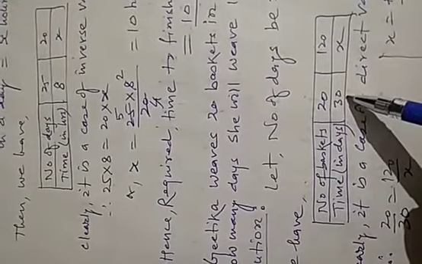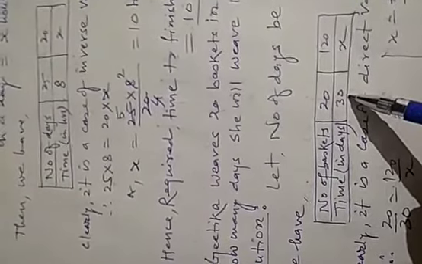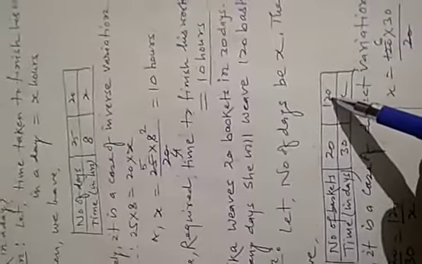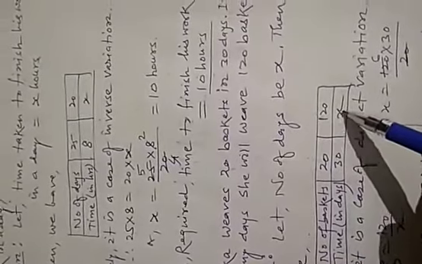Solution is here. Let the number of days be x. Then we have number of baskets 20, time taken 30 days, and number of baskets 120, number of days to weave is equal to x. Clearly, it is a case of direct variation.